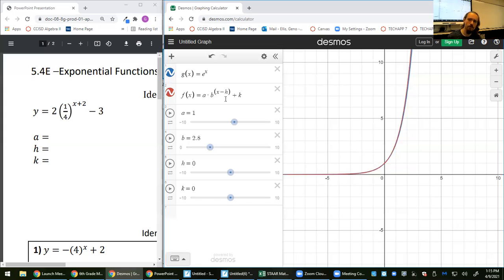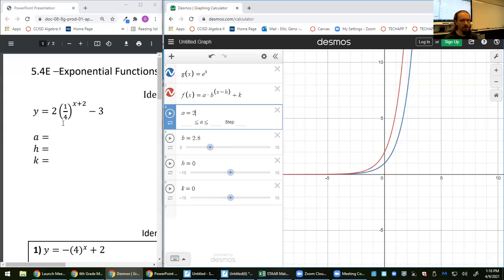And then h and k, hopefully, sound familiar. We've dealt with h and k. As h gets smaller, it shifts to the left. As it gets bigger, it shifts to the right. Nothing too fancy there. And then k, as you probably guessed, as that gets smaller, it shifts the graph down. And as it gets bigger, it shifts the graph up. Okay? And there you go. That's what happens when we change any of our values in an exponential function, how it affects its graph.